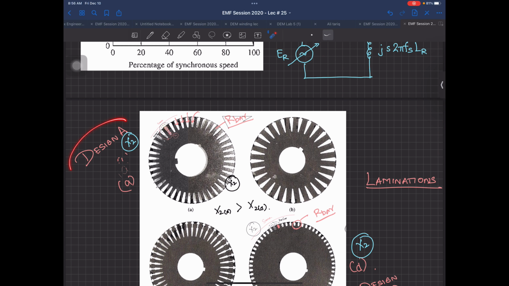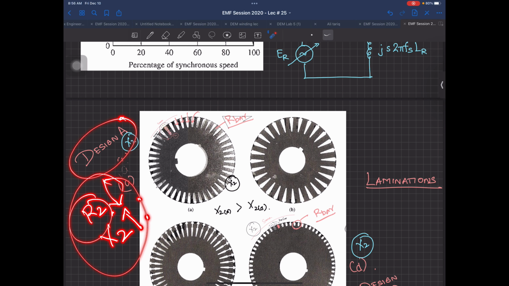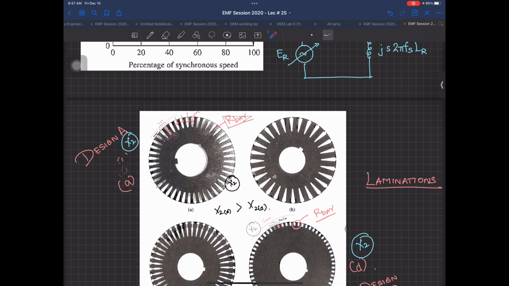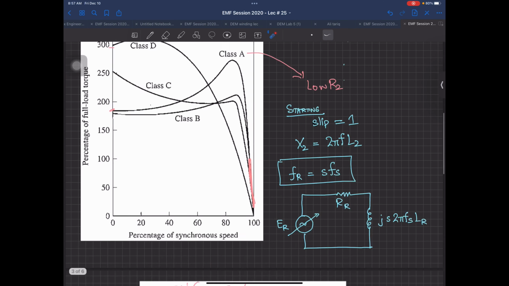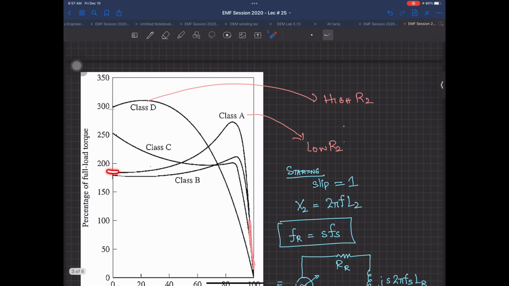So practically for design class A, if R2 is smaller, your X2 is higher. So these both quantities are going to try to cancel their effect at starting. But since we have made this with deep bars, your R2 is very, very small as compared to the X2 effect which you are getting. So normally in design class A, you can see you have a substantial starting torque. And when you go towards the low slip region, your speed variation is very, very small.